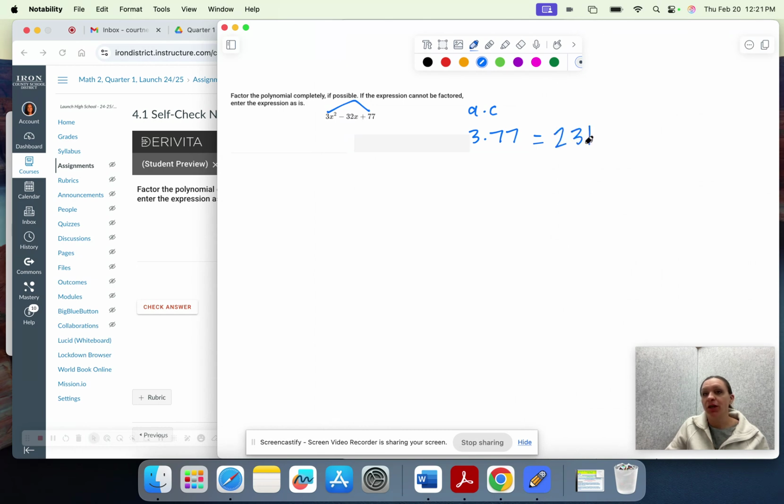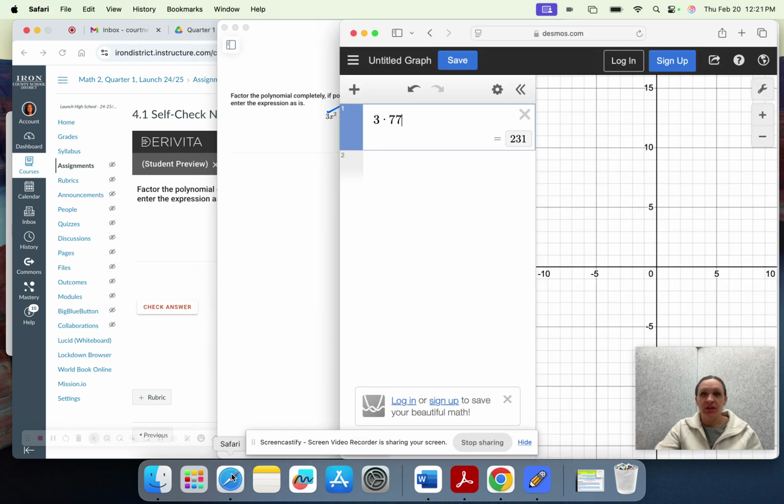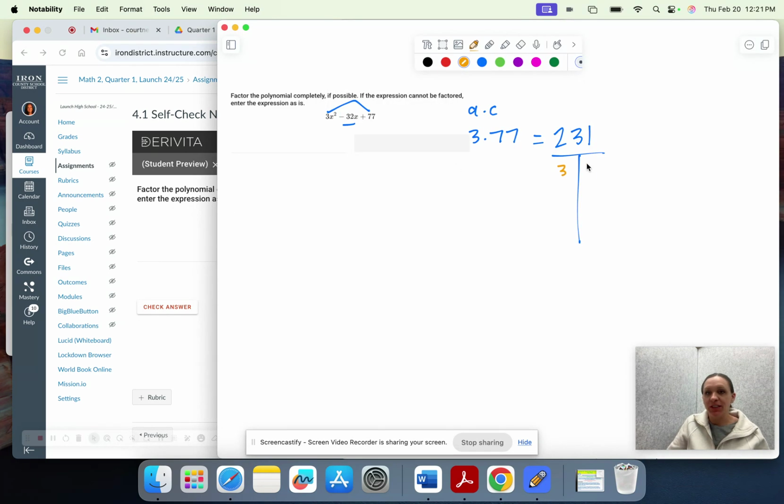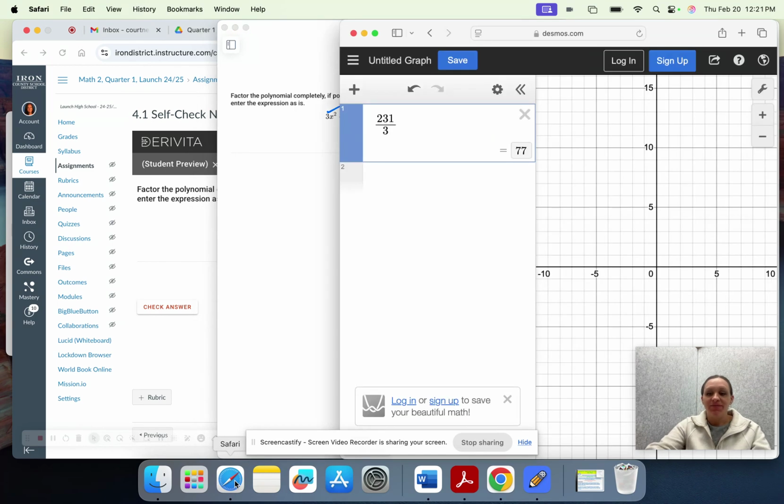And we want two numbers that add or subtract to 32. So we're making a factor tree here. And you just start dividing. Doesn't divide by 2 because that's a decimal. 3 and 77. Well, yep, that's the one we just did. And then just keep going. 4, 5, 6, 7, and 33.